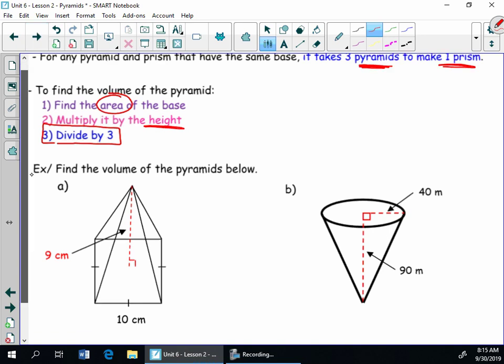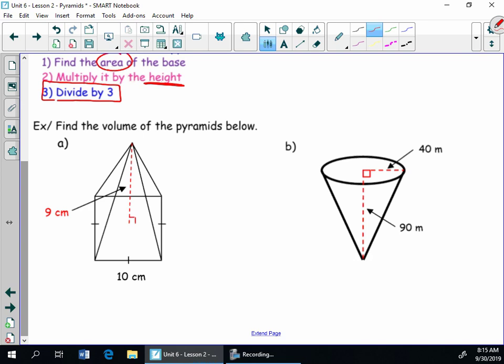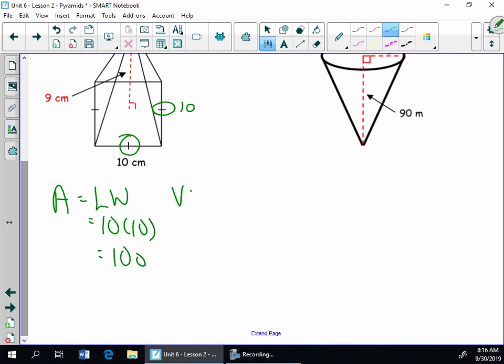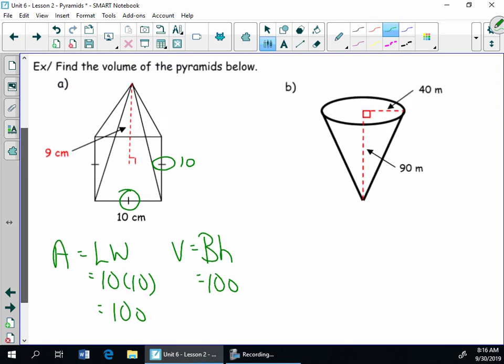I'll start with a nice shape. Okay, the square-based pyramid. So, I got a bottom. It's a square. I got 2 dashes saying they're both 10s. How do I find my area? Well, it's a rectangle, length times width. In this case, 10 times 10, which is 100. My volume is my base times my height. So my base is 100. The height of this thing, straight up and down the middle, right here, 9 centimeters.